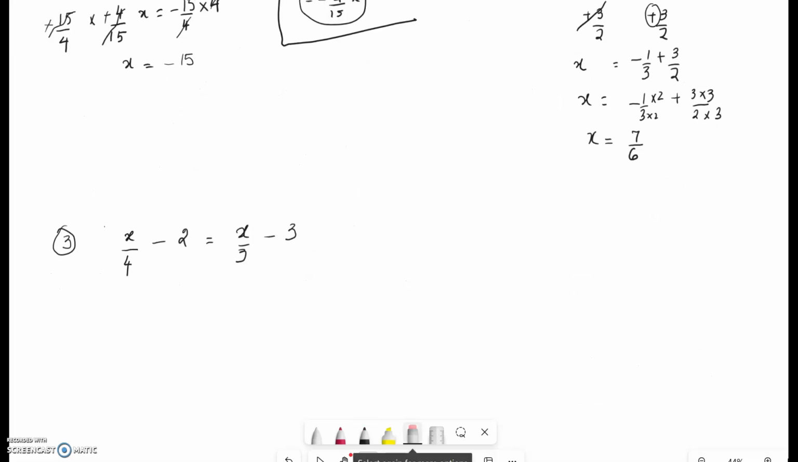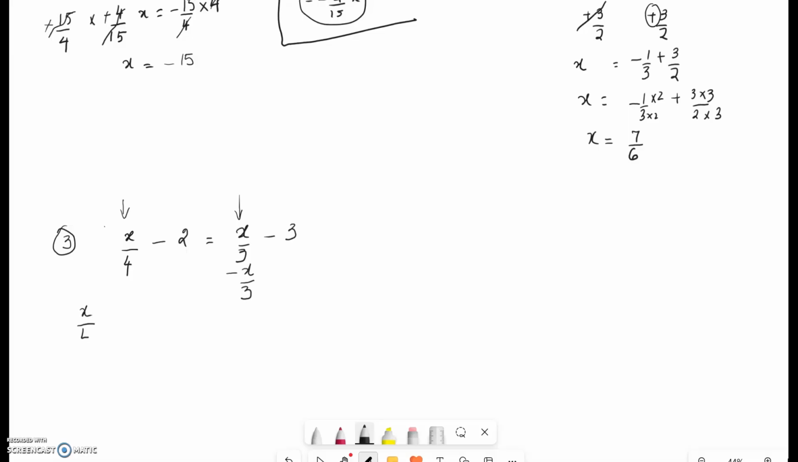x over 4 minus 2 is equal to x over 3 minus 3. We're not going to take an LCM throughout. We're just going to collect all the x terms on one side. Let's say I want all the x's on the left side. I'm going to keep this x here, but the one on the right I have to get rid of. So I subtract x/3 on the right and do the exact same thing on the left.